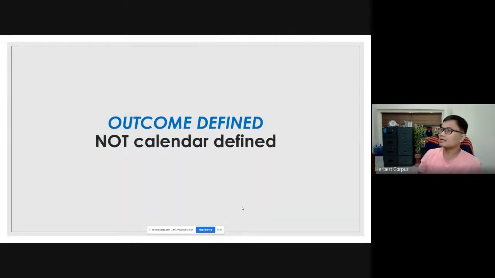Now, what else are the characteristics of outcomes-based education? First, it is outcome-defined, not calendar-defined. Di ba dati-rati, sabi ng teacher, kailangan matapos natin lahat ng nilalaman, we have to finish all the contents of the syllabus or the lesson plan. Kailangan ma-demonstrate natin kung ano nakalagay sa lesson plan within an hour, within 2 hours, kung ano man na nakaplano.